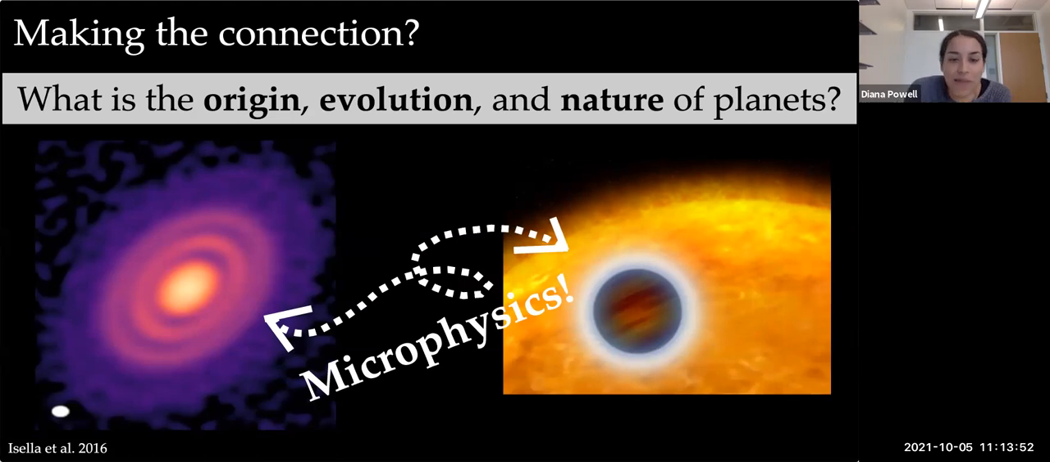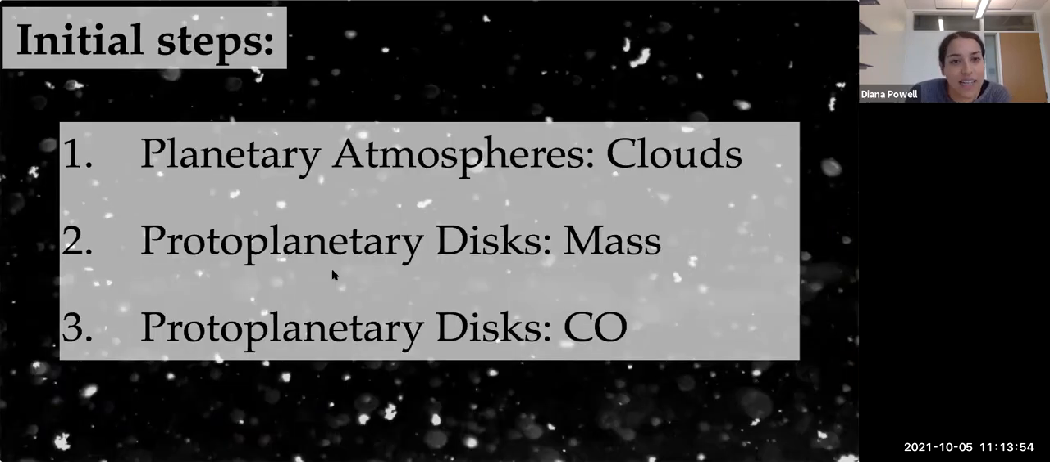So I'll start by talking about some of the initial work that I've undertaken towards tying planet formation to planetary characterization. I'll start with planetary atmospheres, with a focus on clouds. I'll then move on to discussing fundamental properties of protoplanetary disks, such as the total amount of mass present in these systems. And then I'll hopefully have enough time to talk about bringing these two techniques that I've used to study atmospheres and disks together through a discussion of the evolution of carbon monoxide in protoplanetary disks.